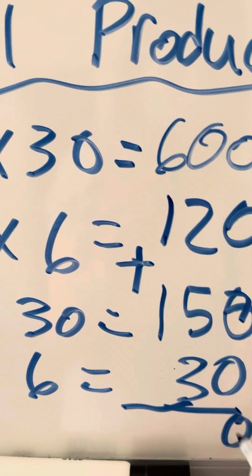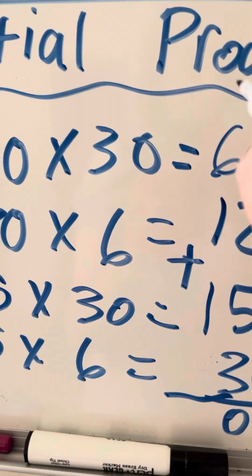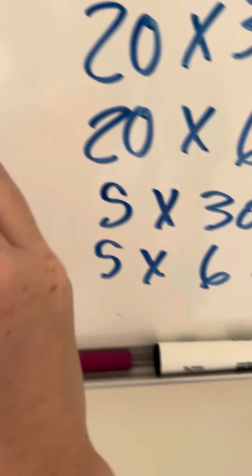So obviously 4 zeros is 0. 5, 6, 7, 8, 9, 10. Carry the 1. 6, 7, 8, 9. And that would be 900.